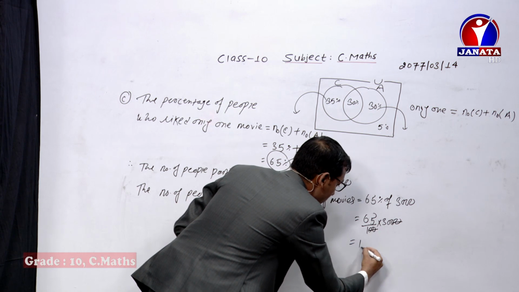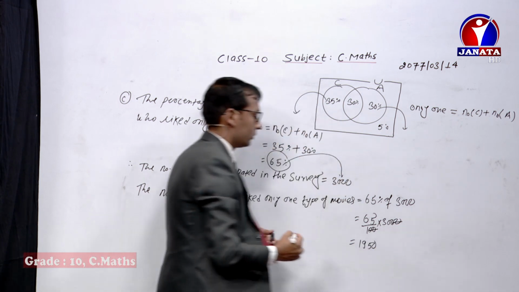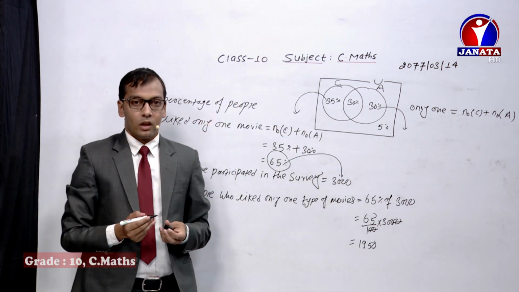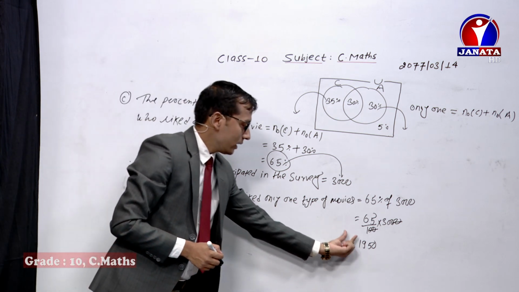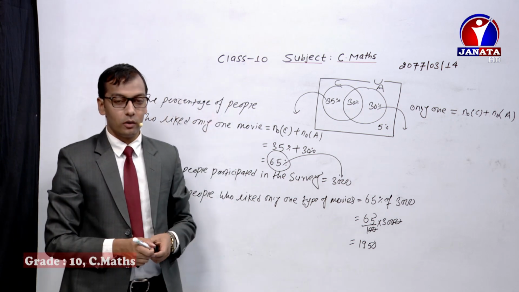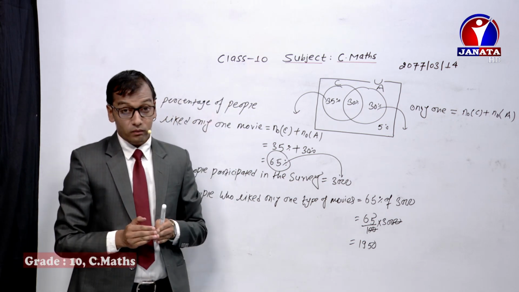So it gives 1950. So you can simplify this. So it is 1950. So this is all about this question.